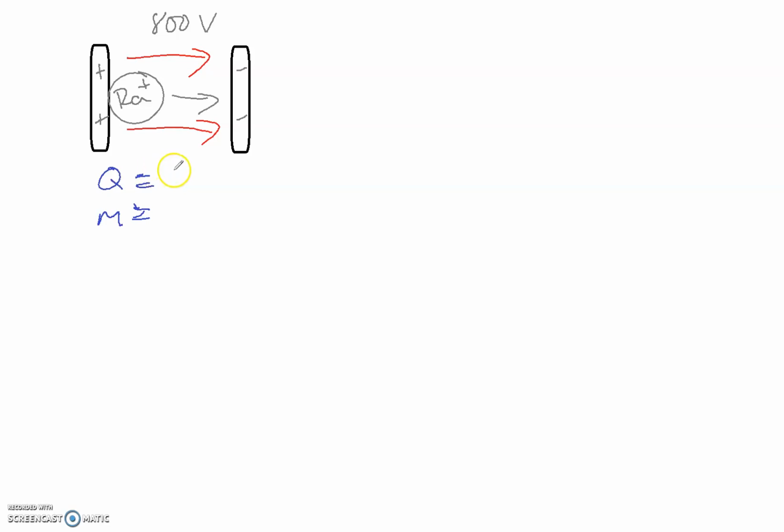So the charge you should get is about 1.41 times 10 to the -17 coulombs, and the mass will be about 3.77 times 10 to the -25 kilograms. Again, this is all that charge and mass stuff that we did a whole bunch of in grade 11.